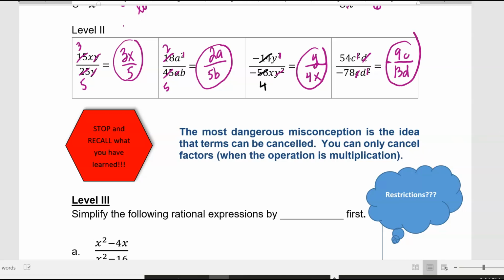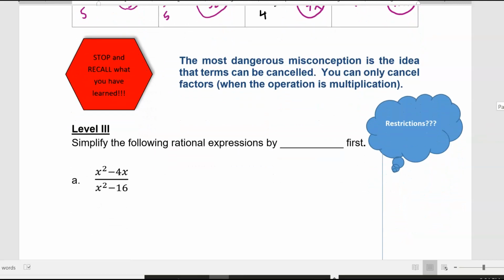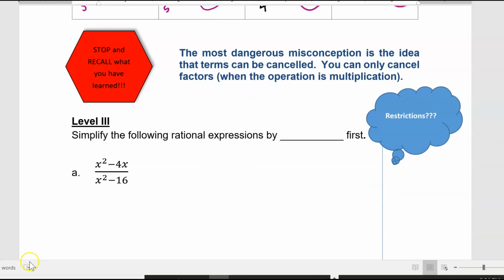Now, what have you learned? You learned that you can cancel out common factors, but you cannot cancel out common terms. So when we go to the next level here, when you see something like this, x squared minus 4x over x squared minus 16, do you think we can cancel the x squares? Do you think we can cancel the 4 over 16 that's here? Well, no, you can't, because these are terms and you can't cancel terms. You can only cancel factors. Again, these are terms because they're separated by a minus sign. So we can't cancel this.